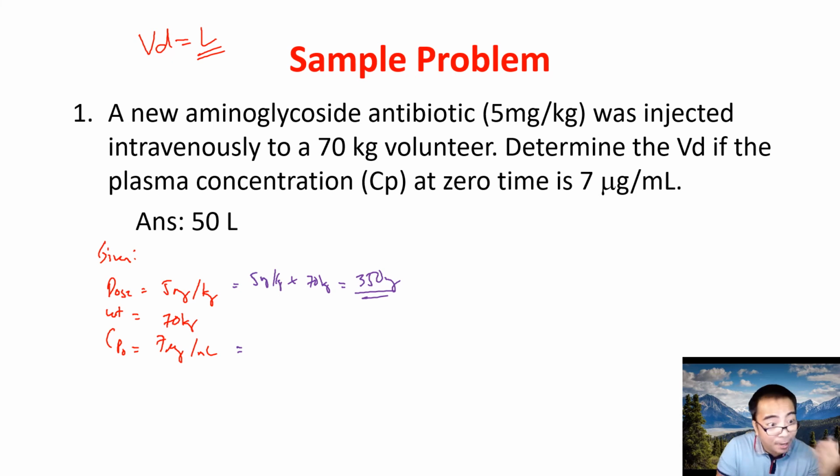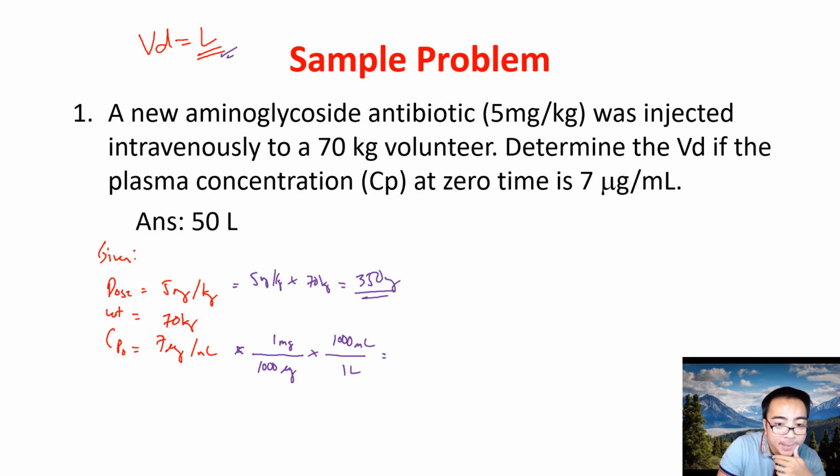Then this one, class, 7 microgram per ml. Okay, let's convert it first. Since it's in micrograms, I usually need to convert it to milligrams. For every 1 milligram, there are 1,000 micrograms. And for every ml, the denominator, there are 1,000 ml for every 1 liter, because I want to convert it to liters, since VD is expressed in liters. So 7 divided by 1,000 times 1,000 again. Same amount, so my conversion factor here is 1:1. Therefore, it becomes 7 milligrams per liter.